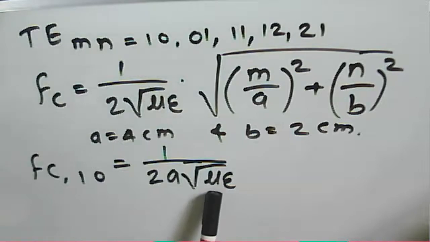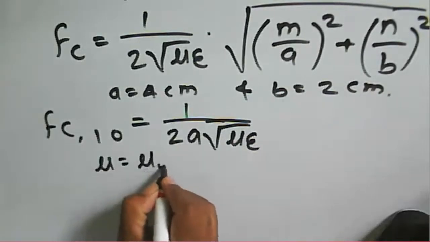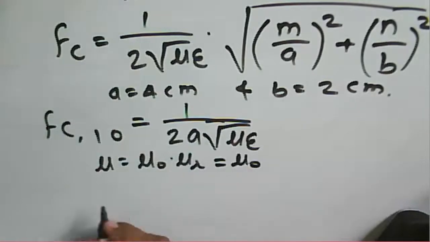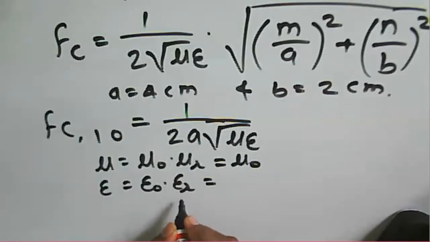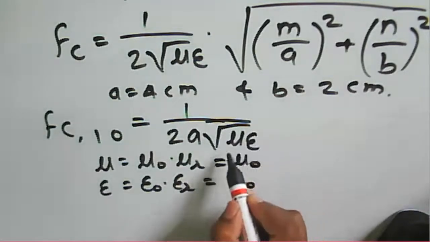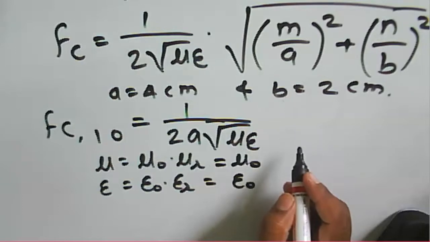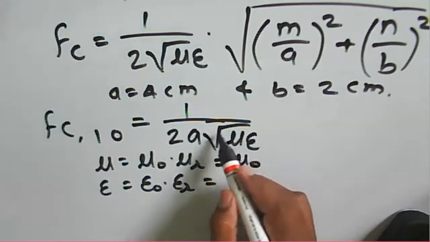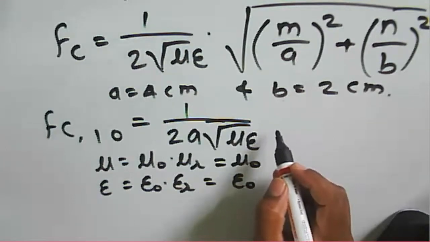For air, mu is mu 0, mu r is 1, so it will be only mu 0. Similarly, epsilon is epsilon 0, epsilon r is 1 for air, so it will be epsilon 0. So this term, 1 by under root mu epsilon, becomes 1 by under root mu 0 epsilon 0, which is 3 into 10 to the power 8.